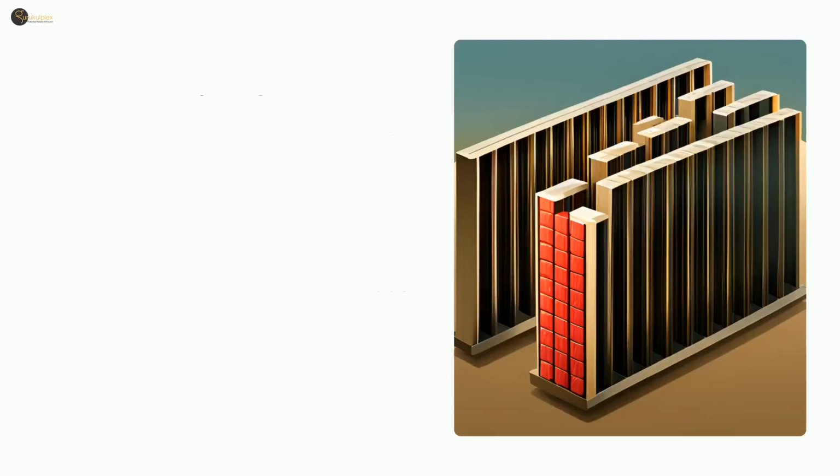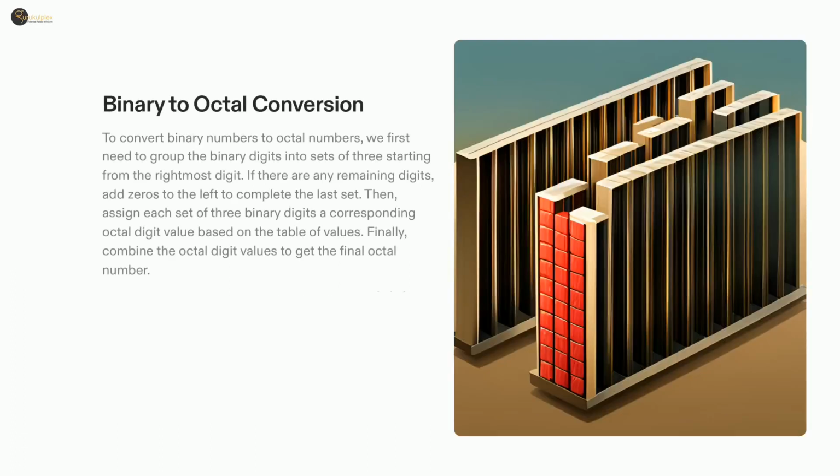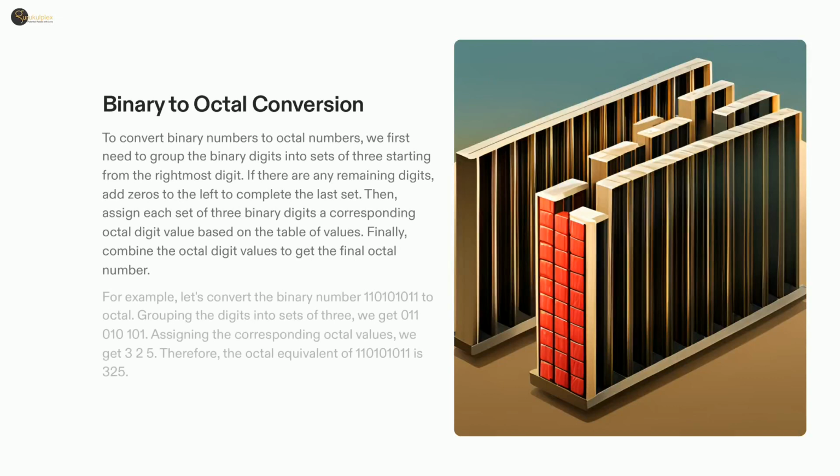To convert from binary to octal, group binary digits into sets of 3 from the rightmost digit. Add any necessary zeros to the left, and then assign each set of 3 binary digits a corresponding octal digit value based on the table of values. Combine the octal digit values to get the final octal number. For instance, 110,101,011 when grouped into sets and assigned the corresponding octal values yields an octal equivalent of 325.